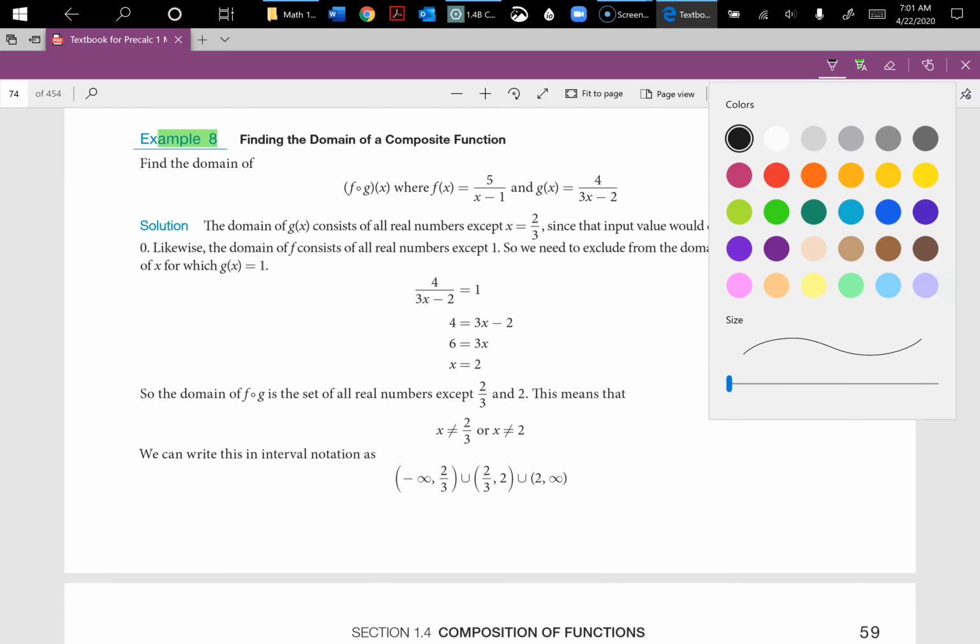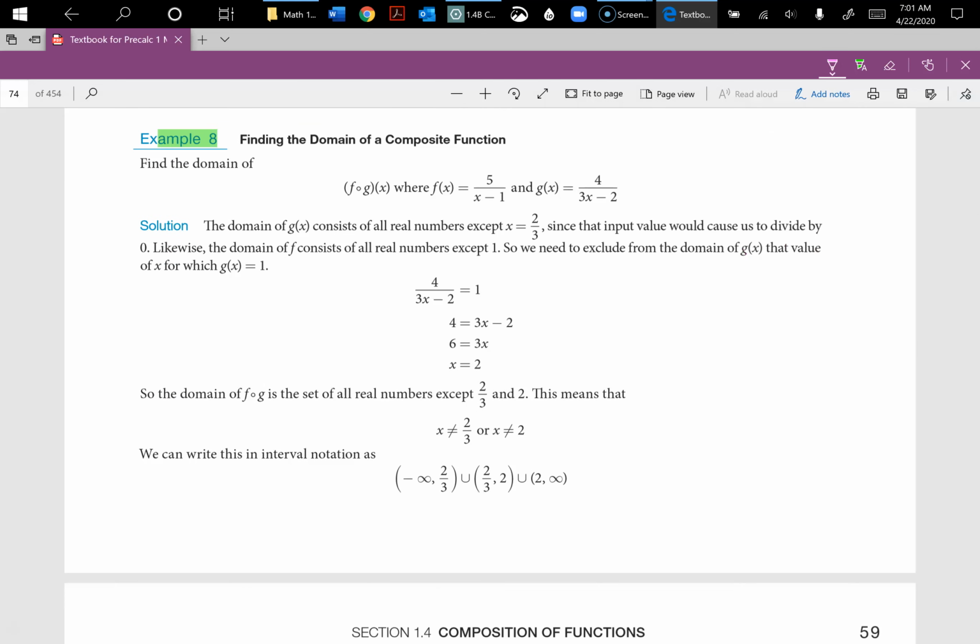And so we have these two functions here, and we have to worry about the inner function, because if we start with an undefined situation, like if x is 2/3, then we would end up getting 0 in a denominator. So we can't have that. So we have to have that restriction. So we would have x not equal to 2/3 for sure.